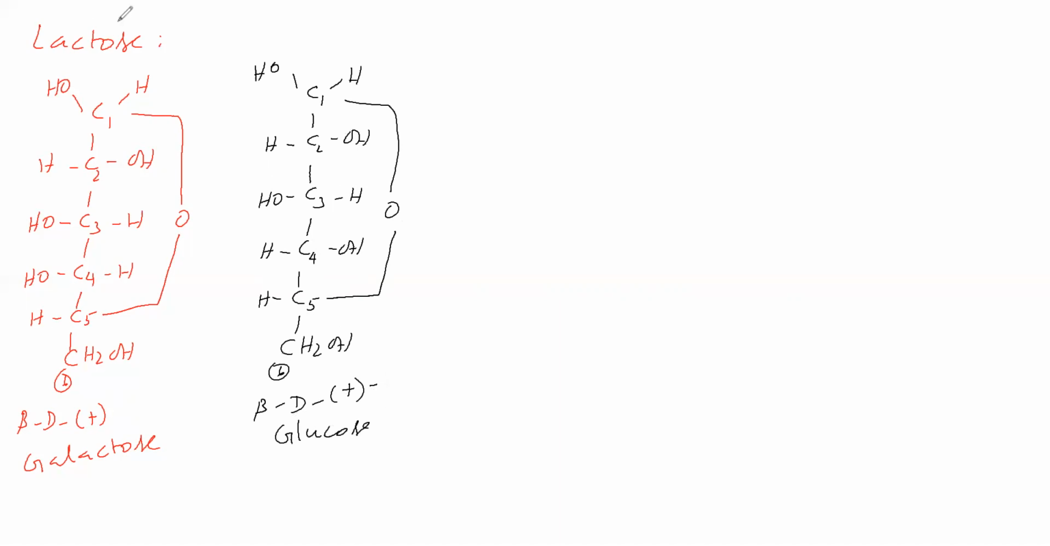So lactose contains two monosaccharides because lactose is a disaccharide. The two monosaccharides are beta D plus galactose and beta D plus glucose. We have taken the two monosaccharides. Now we will give the lactose structure. How the lactose structure will be, that we will see. First we will take beta D plus galactose in a pyranose form.